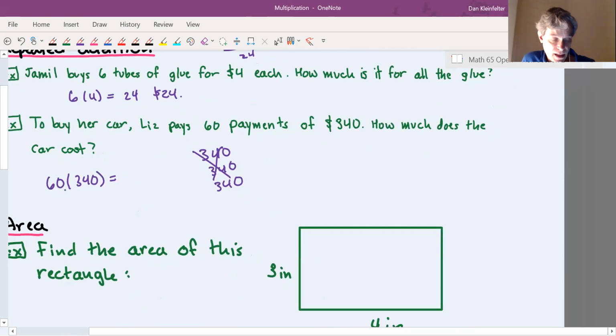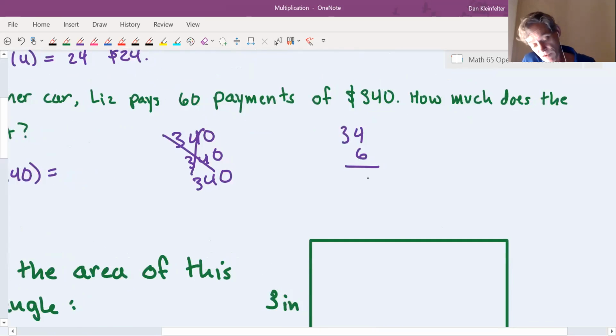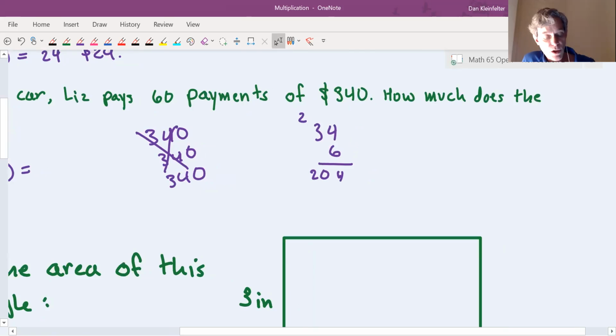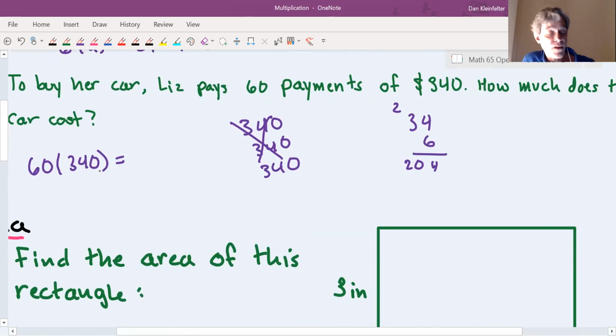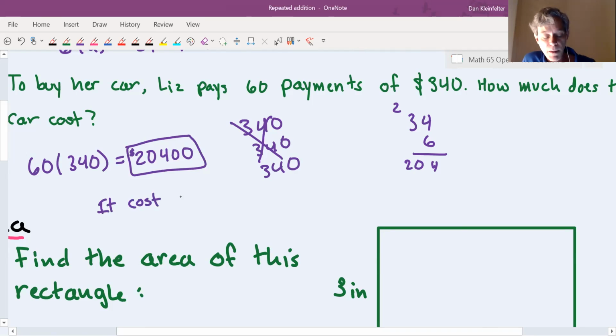Okay, so let me go ahead and get this taken care of. So 340 times 60, I'm going to do 34 times 6, and then I'll adjust by adding in the 2 zeros afterwards. Okay, so 6 times 4 is 24, 3 times 6 is 18, plus 2, that's 20. So 2, 0, 4, and then each of the factors had a 0 on it, so our product will have 2 more zeros on it. So that's 20,400. Okay, so her car cost 20,400. So the important point is that we're going to use multiplication as a fast way of doing addition.